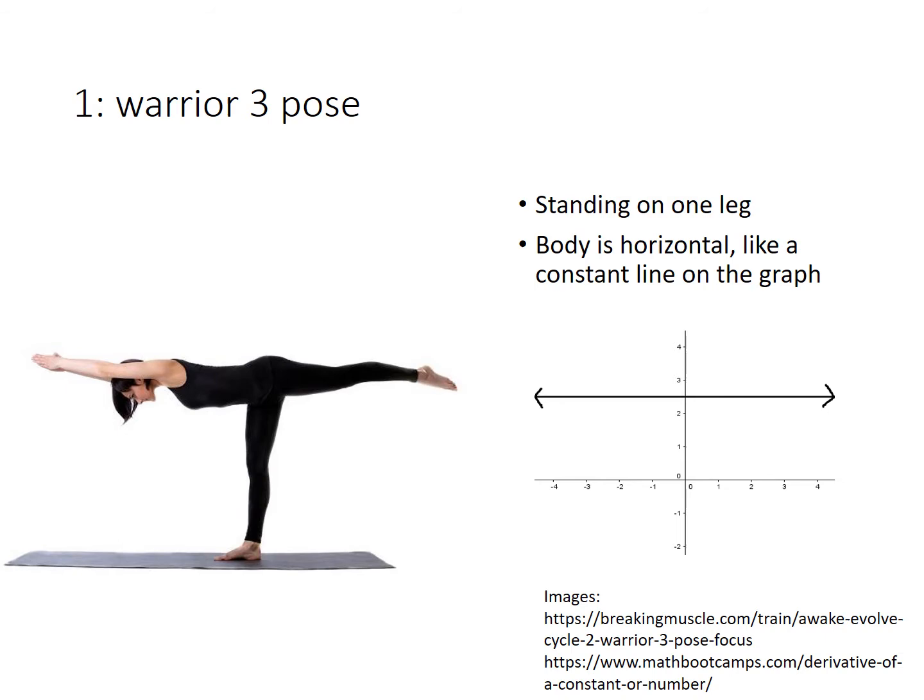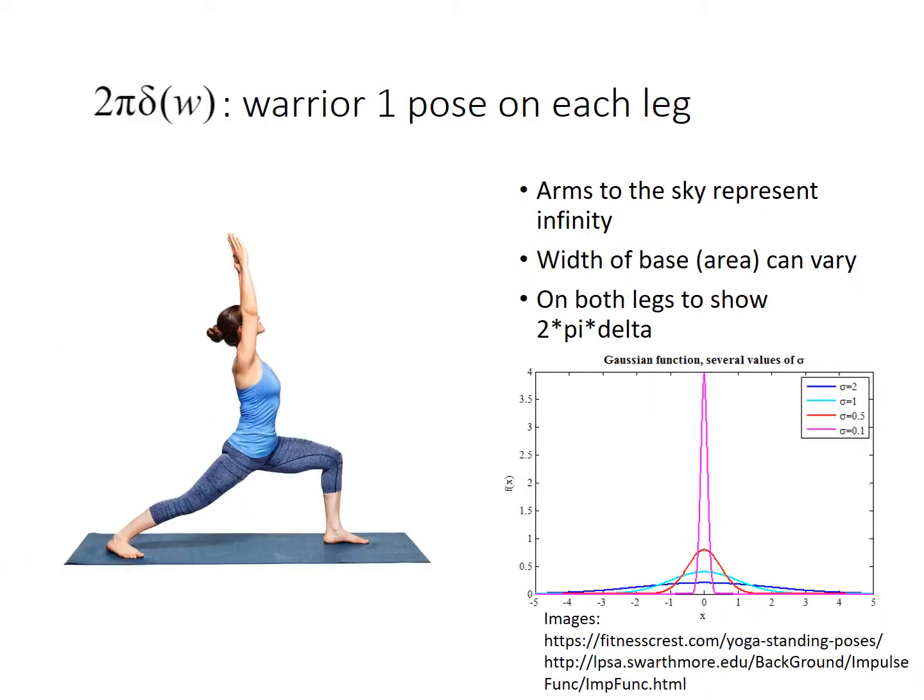One is represented by the warrior 3 pose, where you're standing on one leg, so the body is horizontal, just like a constant line on the graph. 2 pi delta is represented by the warrior 1 pose on each leg. Your arms point to the sky, representing infinity, and the width of the base can vary as shown on the graph of delta, and you do it on both legs to show 2 times pi times delta.